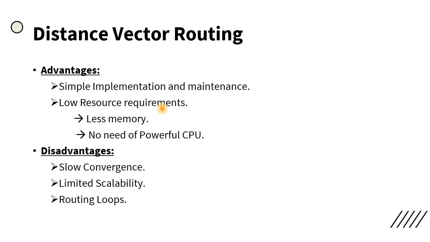Now, the advantages are that it is simple to implement and maintain, has low resource requirements, needs less memory, and there is no need for a powerful CPU. The disadvantages are slow convergence, because the table is updated at each node so it takes time, limited scalability, and routing loops. So these are the disadvantages of distance vector routing algorithms.